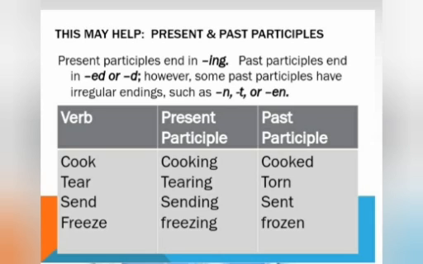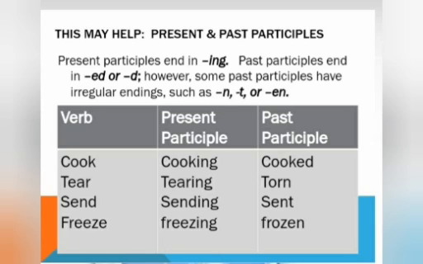When you frame the present participle of cook, you add ing to it and the present participle becomes cooking. And when you add ed to it, it becomes cooked. That is the past participle. Take another. The verb is tear. When you add ing to it, it becomes tearing. That is the present participle. And the past form would be torn.